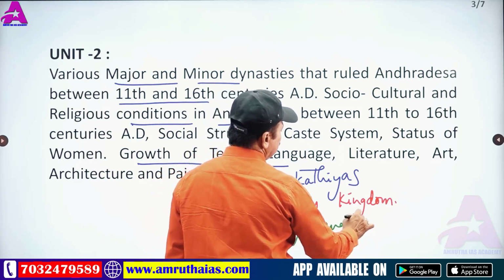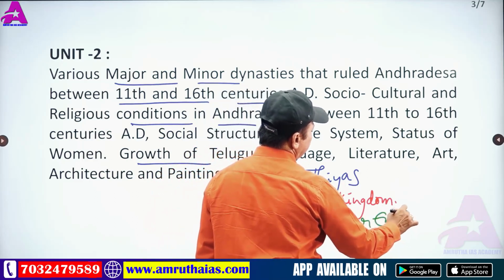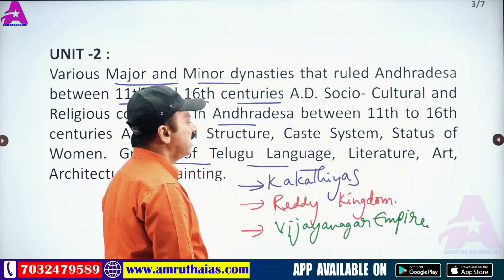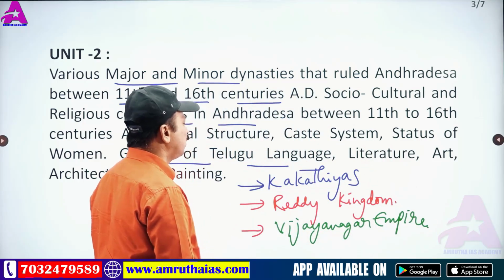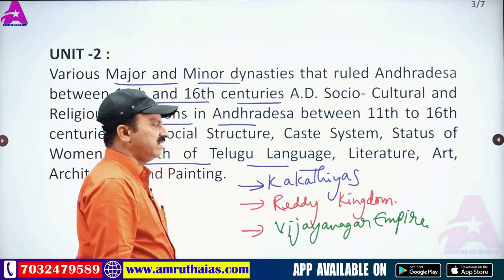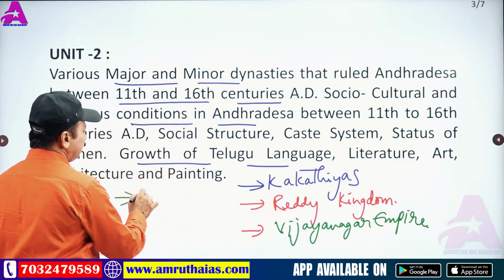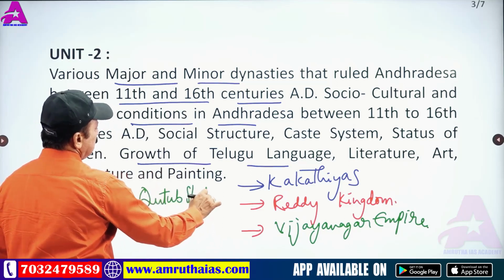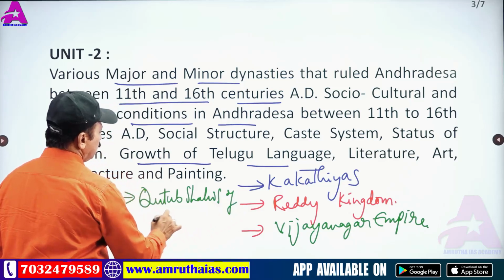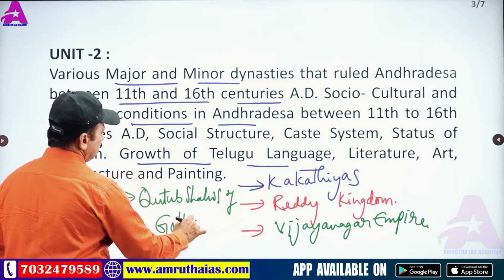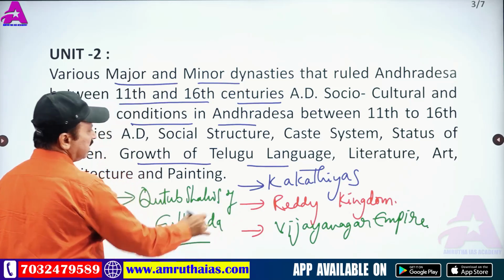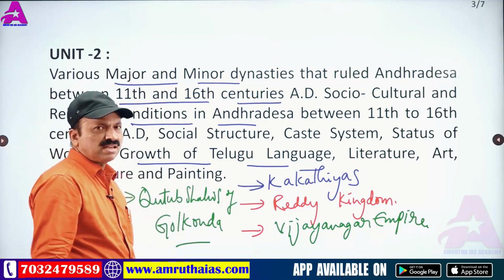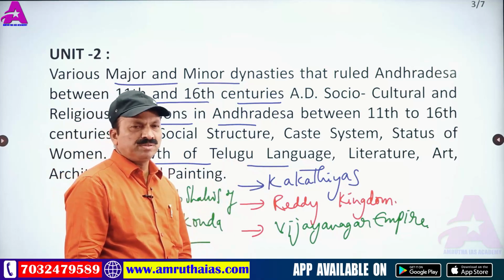Vijayanagara Empire, that also we have to see. And after that, Qutub Shahis of Golconda. These are all major dynasties we can see, major and minor. Small dynasties are also there, and that also we are going to see.